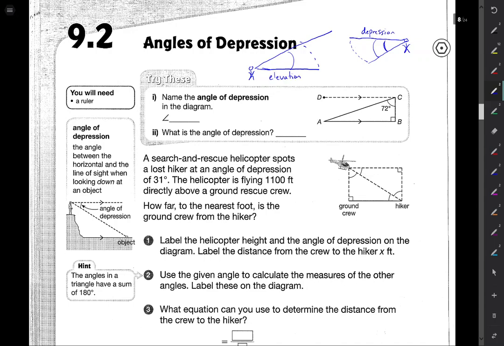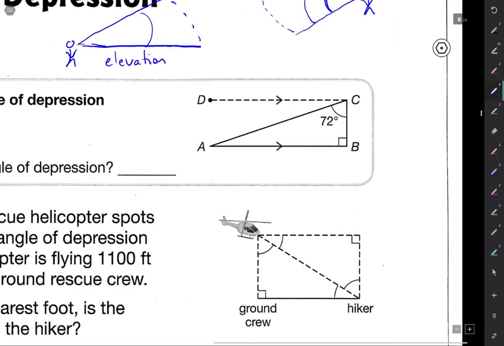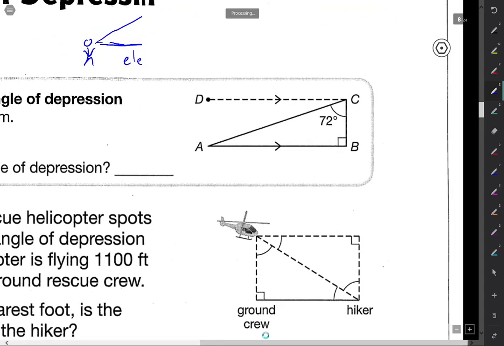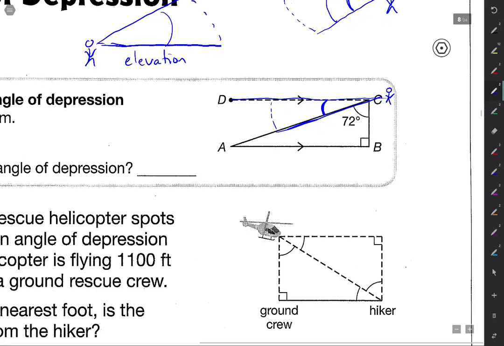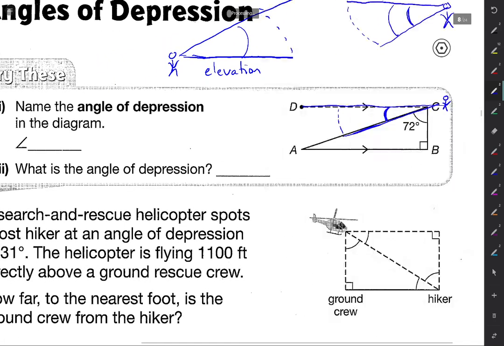So if we're looking at this diagram at the top, it says name the angle of depression. We need to find a spot where you look straight out and then downwards. So if I were to put my little man in this corner by the sea, then he would be looking straight outwards and downwards from there, hitting this line and then bouncing back. So this angle in between here would be the angle of depression. So we'll call that angle X. So angle X would be that angle of depression.